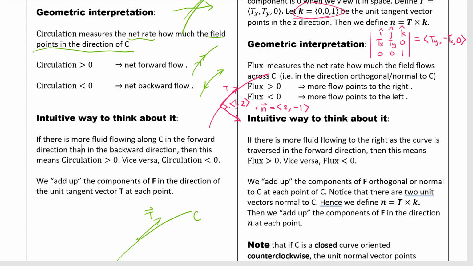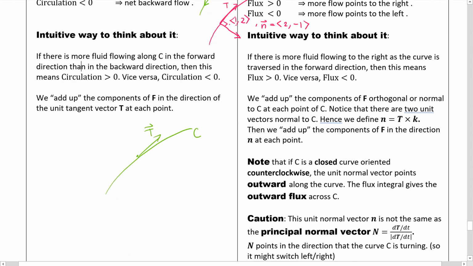So what is the geometric interpretation? Flux measures the net rate at which the field flows across C, that is, in the direction orthogonal or normal to C. If flux is positive, it means more flow points to the right. If the flux is negative, then more flow points to the left. So an intuitive way to think about it: if there is some fluid flowing to the right as the curve is traversed in the forward direction, then this means the flux is positive. Vice versa, the flux is negative.